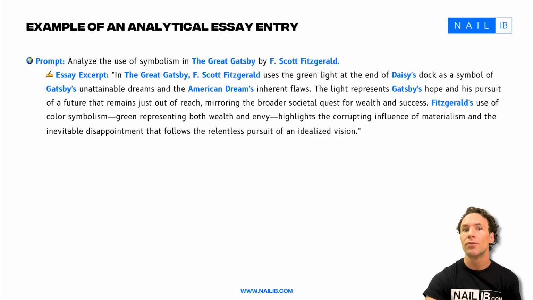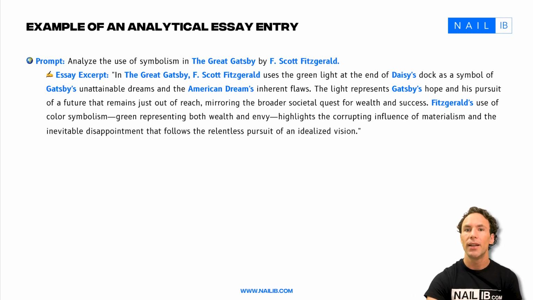The essay excerpt, it is an excerpt, we should be going longer. However, for the sake of this video, we can provide the beginning and then we can go deeper based on this example. So in The Great Gatsby, F. Scott Fitzgerald uses the green light at the end of Daisy's dock as a symbol of Gatsby's unattainable dreams and the American dream's inherent flaws.